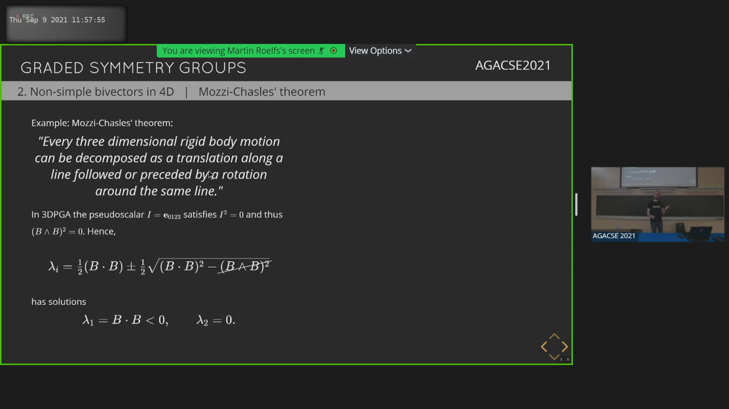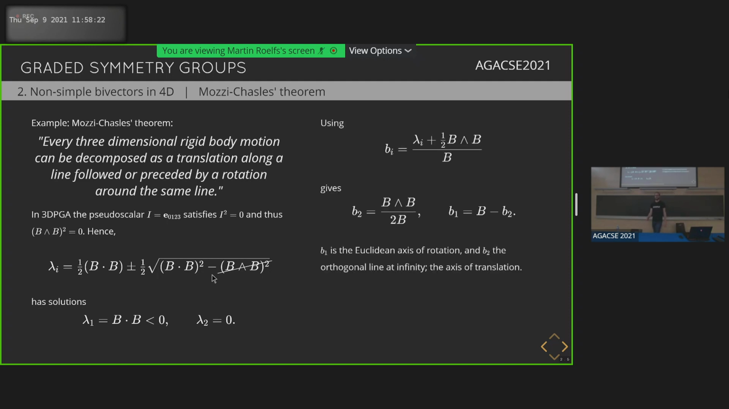So what goes on in 3D PGA? Actually, the pseudoscalar there squares to zero because it contains this e0 bit, which makes it square to zero. And therefore, our B wedge B squared term will just be zero and doesn't have to be considered, so it drops out. And so we find that the solutions are actually just lambda 1 is B dot B, and lambda 2 is always 0. And that makes it especially straightforward in this case, because that means that for B I, if I just plug in lambda I equals 0, I find for the first one, I call it B2, that is just B wedge B divided by 2B. And we can find the last one either by plugging in lambda I or just by subtracting, of course.